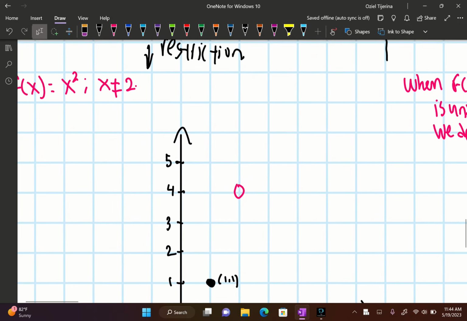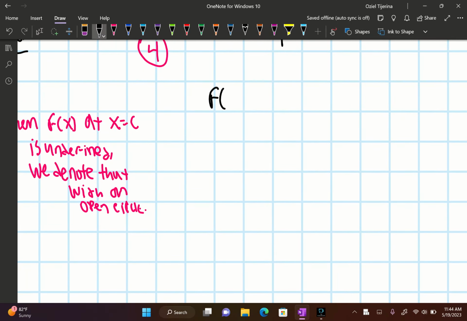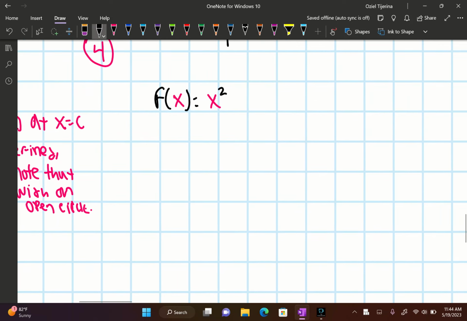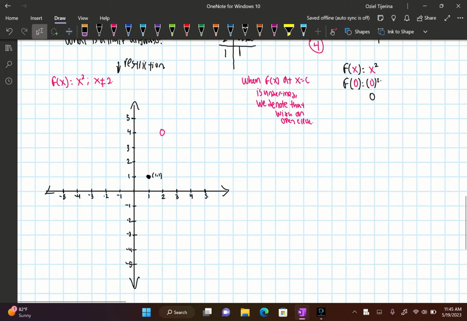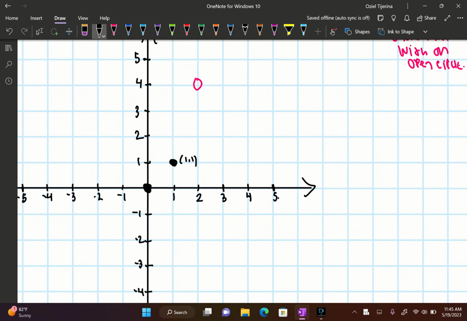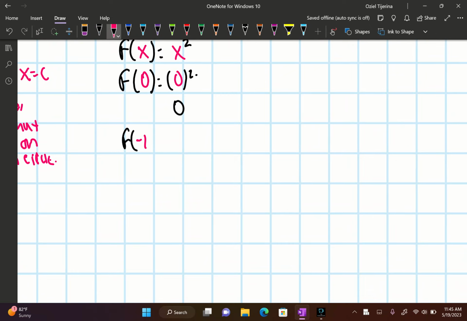Now for 0, f of 0, again f of x equals x squared, so we plug in 0. f of 0 is going to be equal to the quantity 0 squared, which is 0. So we plot that right here, at the origin. Now when x equals -1, f of -1 is the quantity -1 squared, which is just equal to 1.